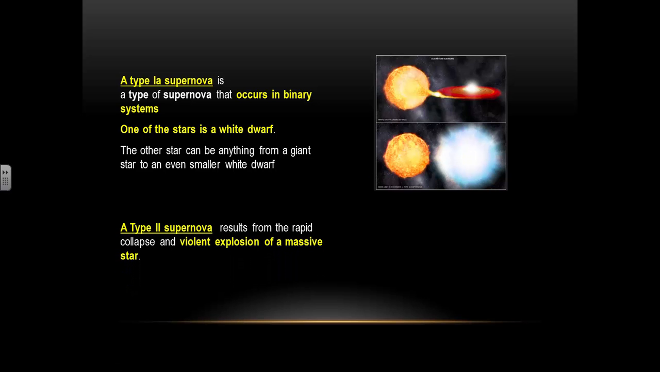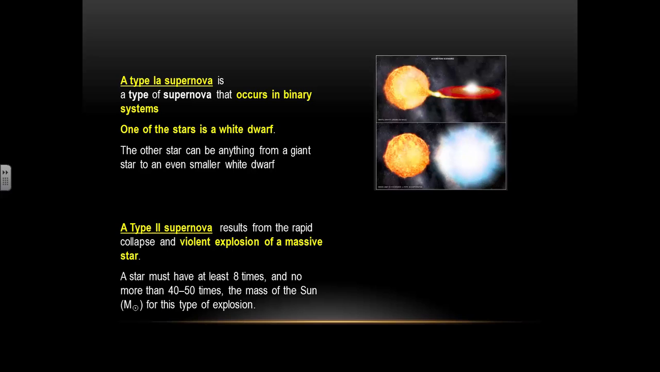A type 2 supernova results from the rapid collapse and violent explosion of a massive star. So this is your regular large mass star. It's ending, it turns into a neutron star and basically explodes. This is a type 2 supernova. So these stars must have at least 8 times and no more than 40 to 50 times the mass of the Sun for this explosion. This is the one where the core that is left has to be greater than 1.4 solar masses. And this is the Chandrasekhar limit.